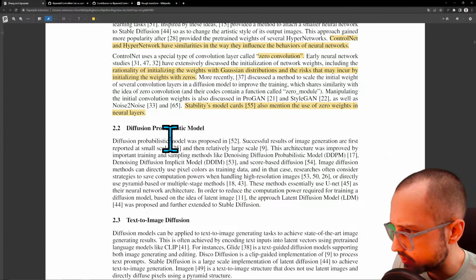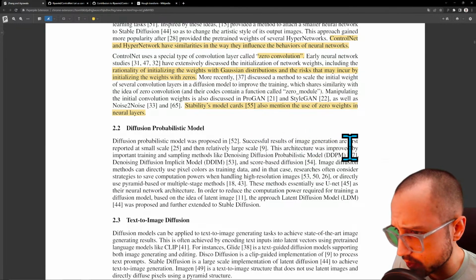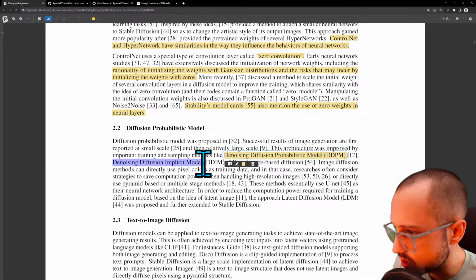Diffusion probabilistic model. Diffusion probabilistic model was proposed in 52. Successful results of image generation are first reported at small scale, then large scale. Here you go, your denoising diffusion probabilistic model, and then your denoising implicit model.